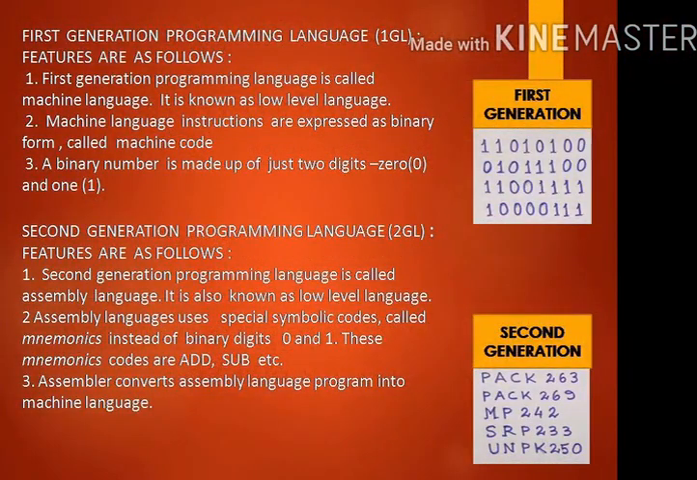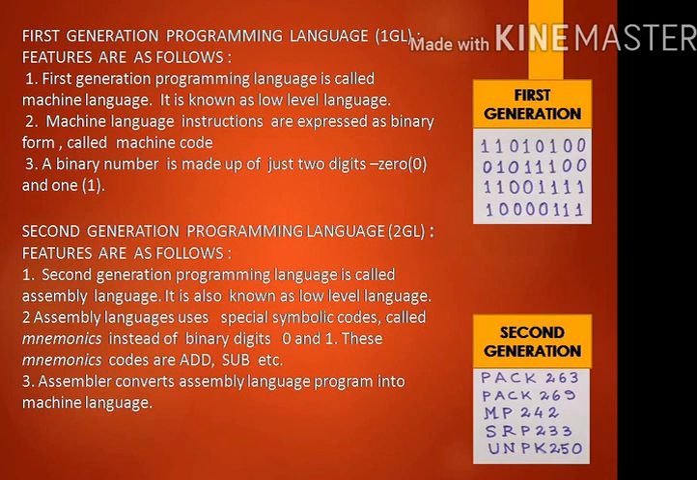The next slide is about first generation programming language and second generation programming language. First generation programming language features are as follows. Number 1. First generation programming language is called machine language. It is known as low-level language. Number 2. Machine language instructions are expressed as binary form called machine code. Number 3. A binary number is made up of just 2 digits, 0 and 1.